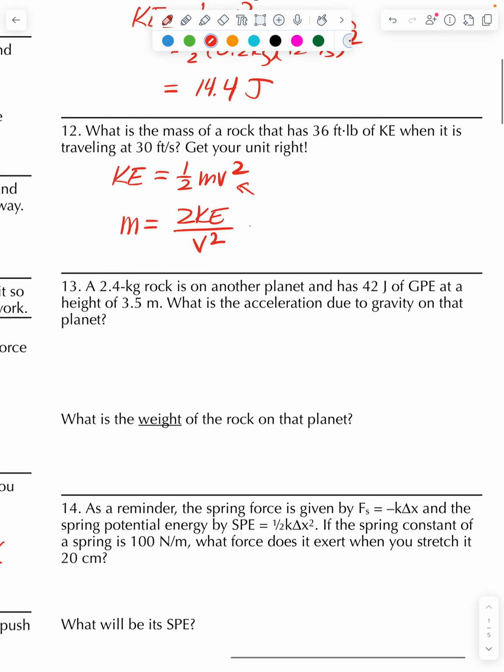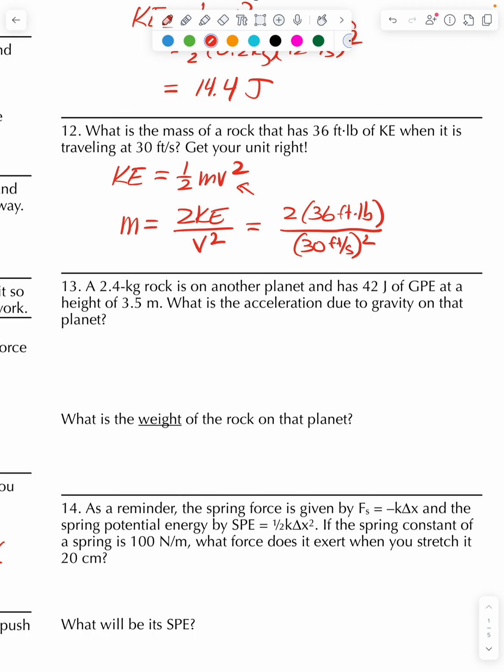So anyways, using the correct equation, we're going to do 2 times 36 foot-pounds, which is an imperial unit. So velocity, we want 30 feet per second, squared. 30 feet per second, squared, not feet per second squared. This is not an acceleration. So 30 feet per second, squared.